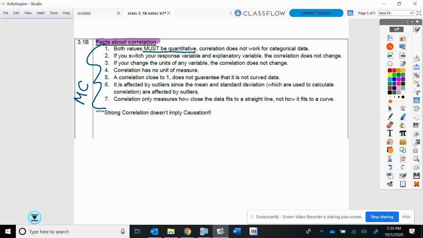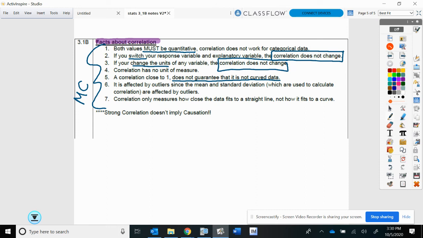If you switch your response variable and explanatory, if you switch X and Y, correlation does not change. If you change your units, correlation does not change. So change units or switch your variables. Correlation has no unit of measure. If the correlation is close to 1, it does not guarantee that it's not curved data. You have to graph it and look to see if it's curved.